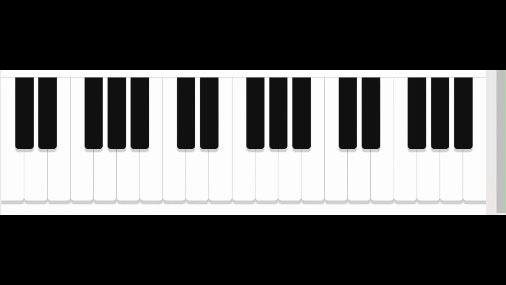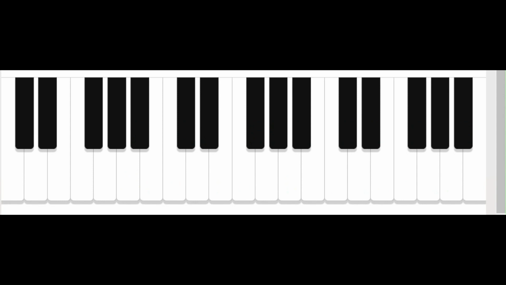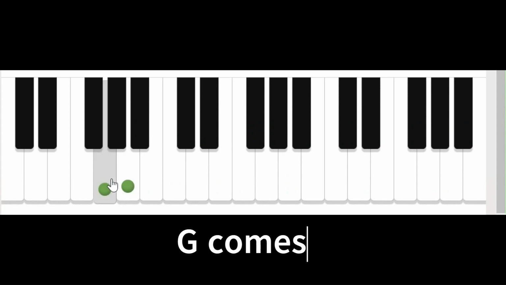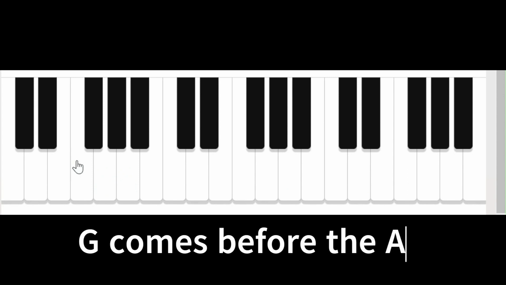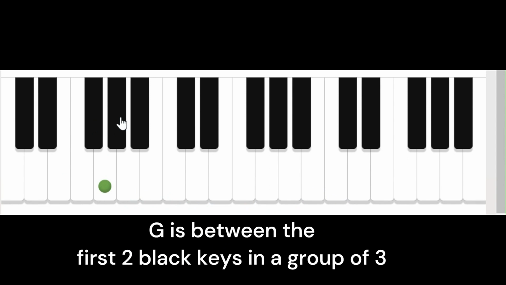Let's find G. We just located A. G will be just before it. So G can be found between the first two of a group of three black keys. Three black keys, first two, G.